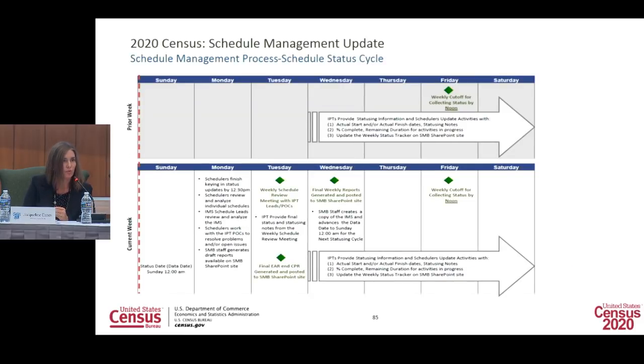So I wanted to provide a visual representation of the weekly statusing cadence that I keep referencing. At the tier 4 level, every Wednesday, we send status sheets out to the program managers. They send back their actual dates and status of their schedules by Friday. Schedule staff apply those status and actual dates and progress, run draft reports on Monday, and we have an all-stakeholder meeting on Tuesday where we review any variances and resolve those prior to producing final reports on Wednesday. And then we start the cycle over again.